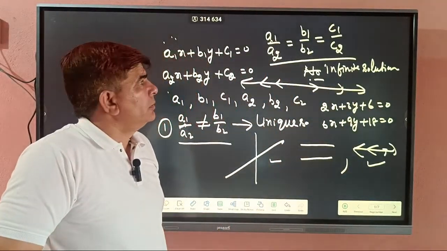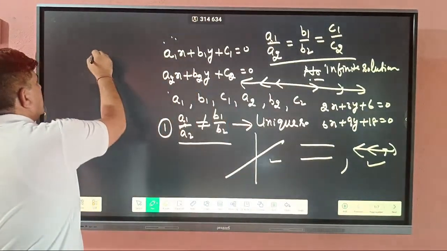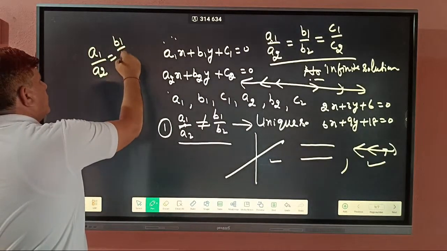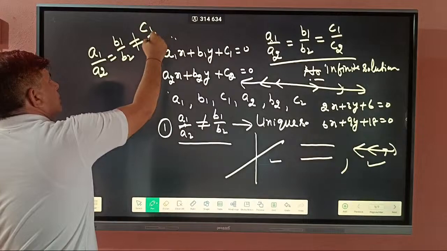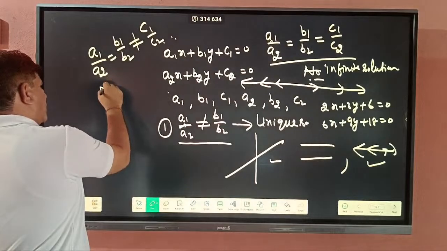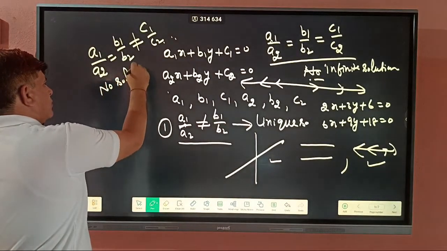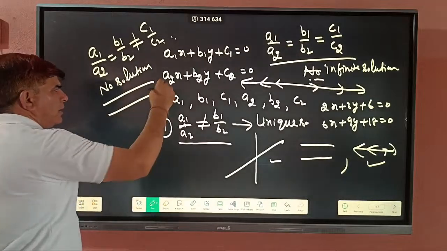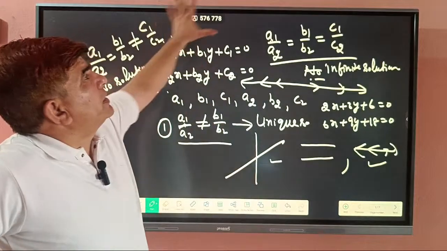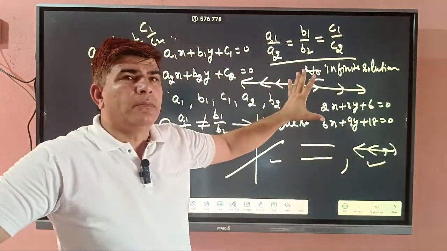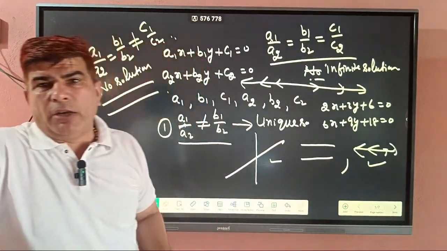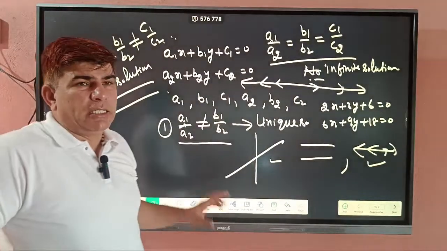Got it? The third condition may be that a1 by a2 is equal to b1 by b2 but not equal to c1 by c2. Then no solution exists, and both lines are parallel to each other in the same plane. Plane means this is one plane. Understood? In this plane, both lines are parallel and never intersect with each other. So three cases arise in this way.